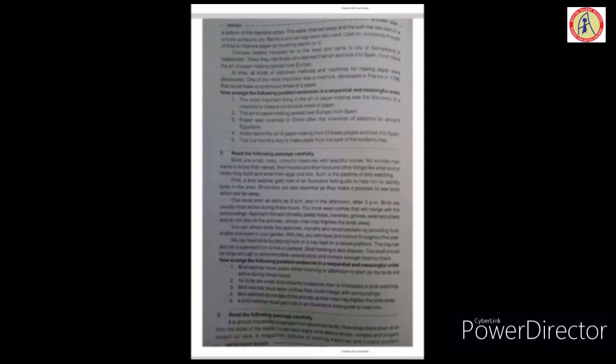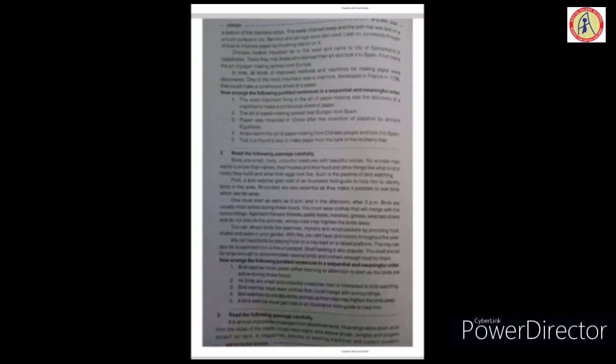Now, how do we arrange? First of all, when you look at all five sentences, see which line the particular sentence is from in the beginning. The most important thing in the art of paper making was the discovery of a machine to make a continuous sheet of paper. The art of paper making spread over Europe from Spain. Paper was invented in China after the invention of papyrus by ancient Egyptians. Arabs learned the art of paper making from Chinese people and took it to Spain. Cylon found a way to make paper from the bark of the mulberry tree.